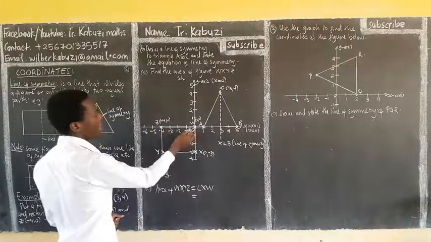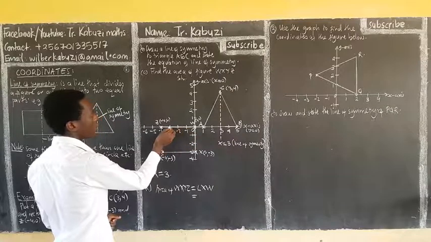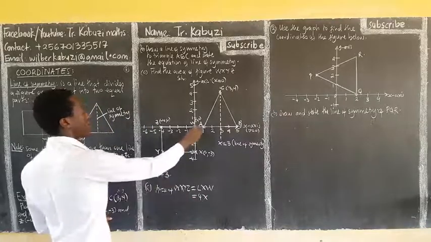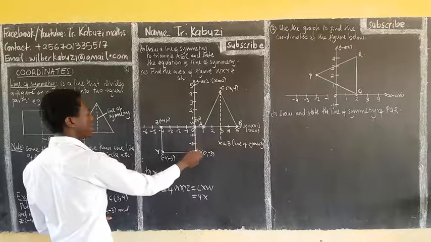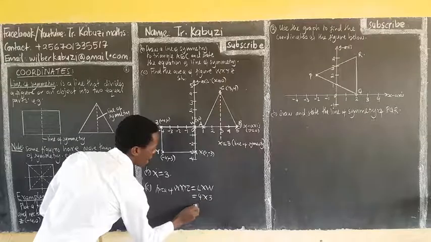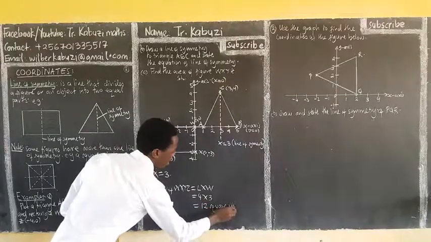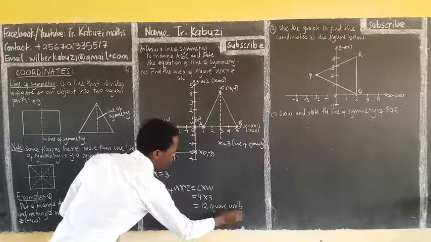From here, this is our length. So 1, 2, 3, 4. So there are 4 units. Then times what's the width? The short side 1, 2, 3. We have 3 units, and this will give us 12 square units. As simple as that.